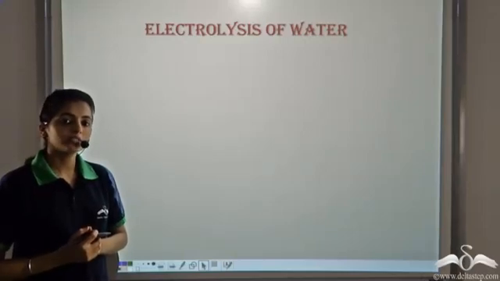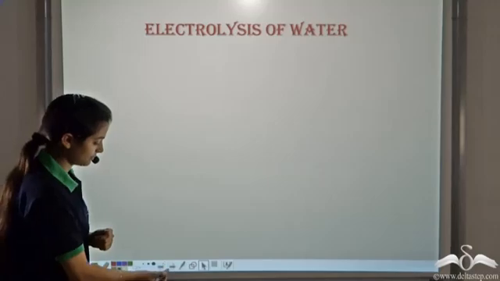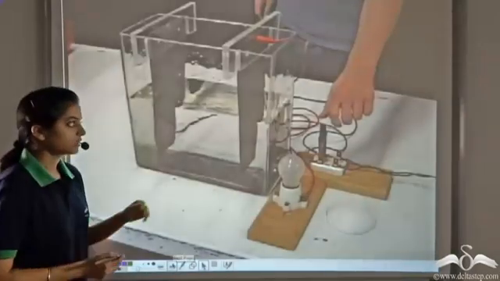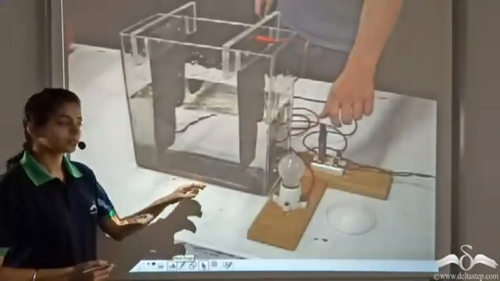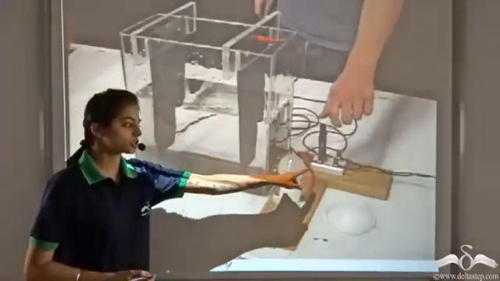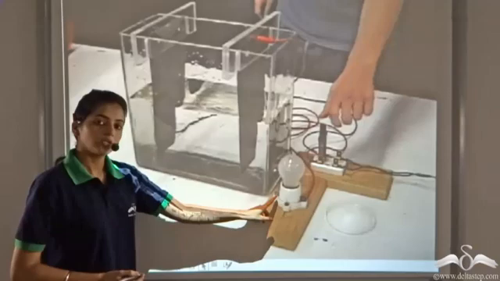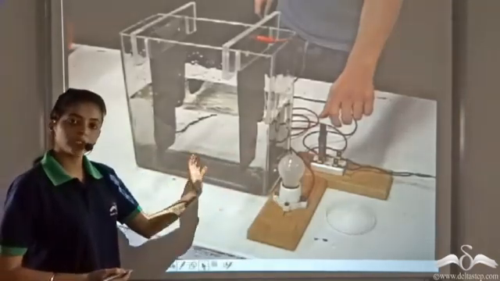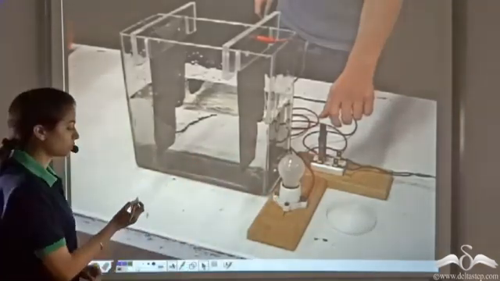Let's see what happens when we carry out the electrolysis of water. We take this apparatus. These two act as electrodes. They're connected to a switch and to a bulb. So now we have pure water inside this vessel. So let's see what happens.